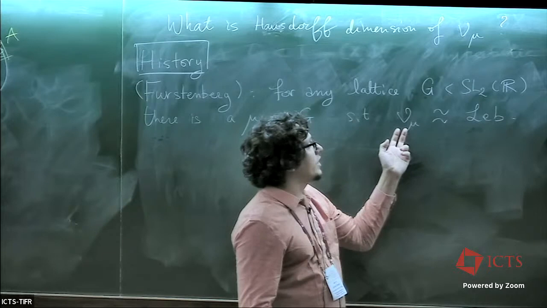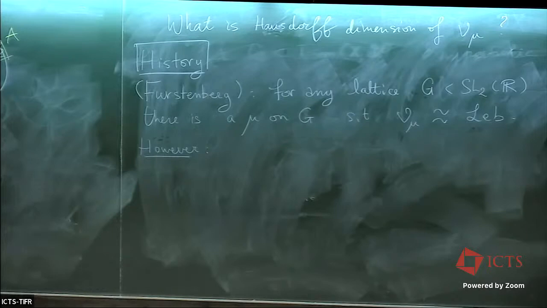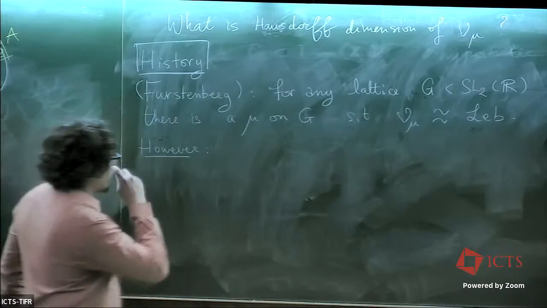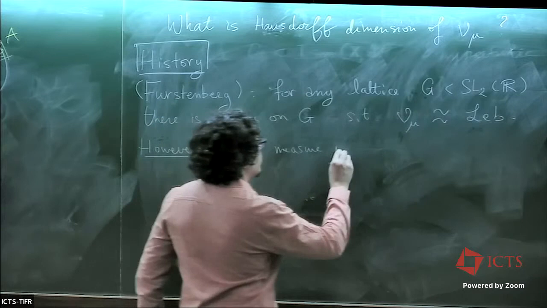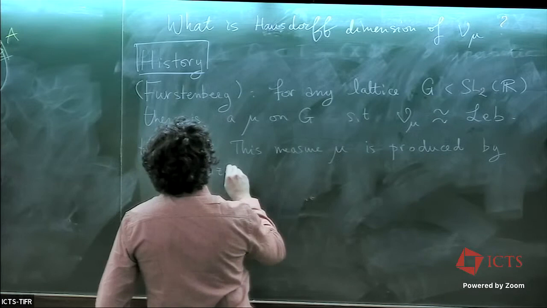Okay, however, there is a catch here. What kind of measure is this? The way Furstenberg produced this result is by discretization of Brownian motion. So this measure mu is produced, and in fact there's also a paper by Lyons and Sullivan, by discretization of Brownian motion.